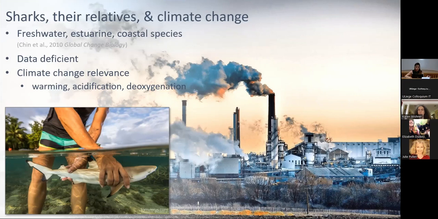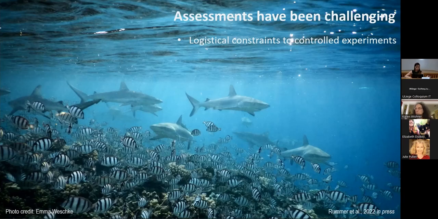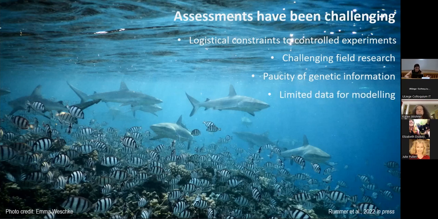And we know that research into the effects of climate change on sharks and their relatives is challenging, and that's due to a lot of reasons. Logistics that constrain controlled experiments, the size and the rarity of some species, very challenging field research in some cases, the paucity of genetic information, limited data availability for modeling, and a lot of inaccurate assumptions. And these assumptions are often based on broad generalizations of life history traits that are used to moderate these species' responses to climate change.